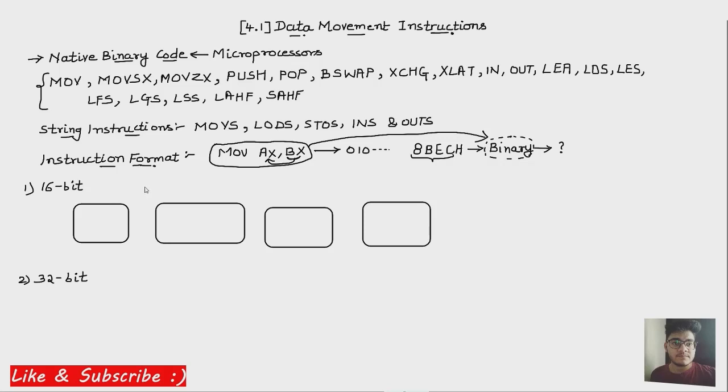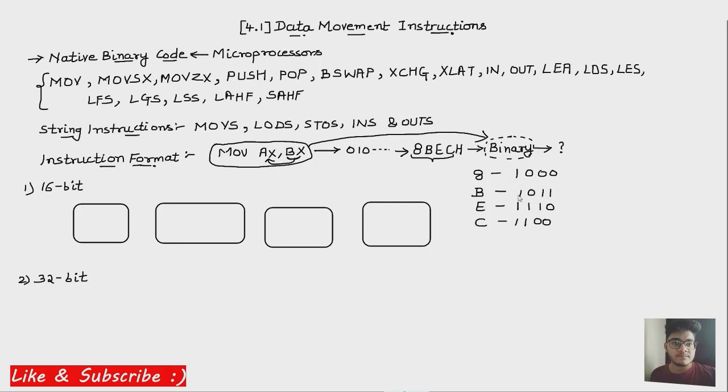So let me just write an example here. Let's take this example, 8BECH, where H means hexadecimal. If you try to convert 8 into binary, the binary form will be like this. For B, we are going to write 1011, and similarly for E we are going to write 1110, and the last one is C, which is 1100.